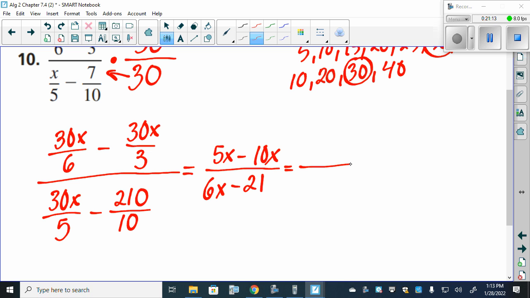Now we can simplify the numerator because 5x minus 10x will subtract to give us negative 5x. Now the denominator, we can't simplify that in any way because we can't actually subtract those because they're not like terms, but they do have a greatest common factor of what? 3 that we can factor out. And if I factor the 3 out, 3 factored out of 6x is 2x minus 7.